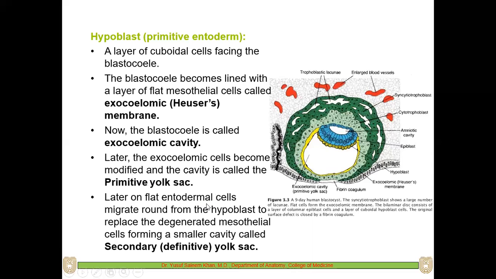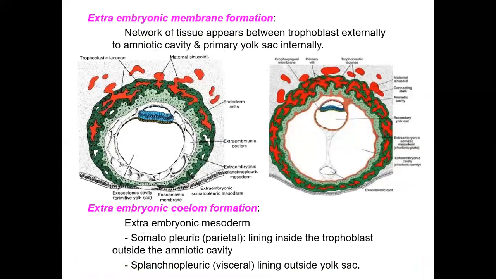Later on, flat endodermal cells migrate round from the hypoblast to replace the degenerated mesothelial cells, forming a smaller cavity called the secondary or definitive yolk sac. Now, this cavity changes from the primitive yolk sac to the definitive yolk sac, or the secondary yolk sac. We'll see how it will change. Now, if you see here, the extraembryonic mesoderm. Here was the extraembryonic mesoderm.